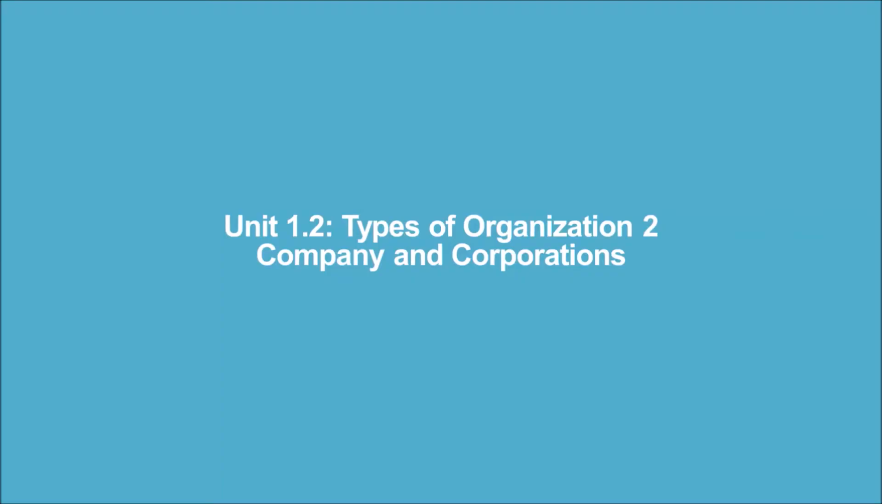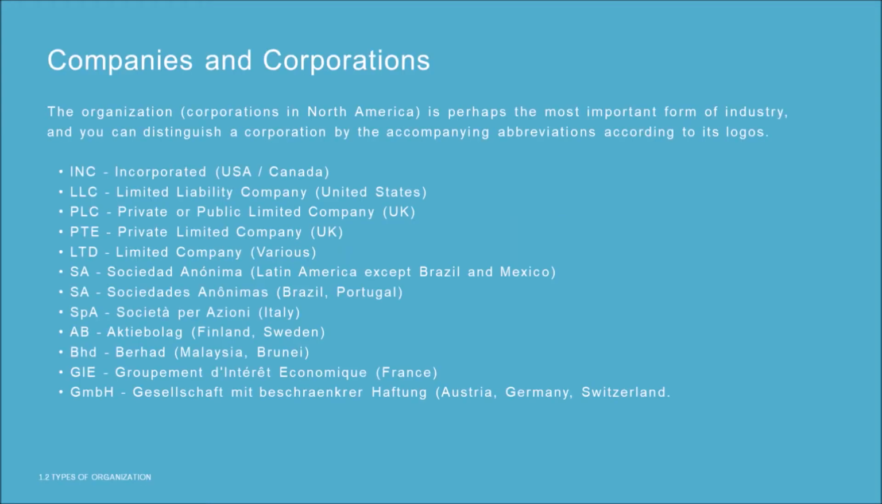Unit 1.2, Types of Organization 2. Company and corporations. The corporation, in North America, is perhaps the most important form of industry, and you can distinguish a corporation by the accompanying abbreviations in its name.